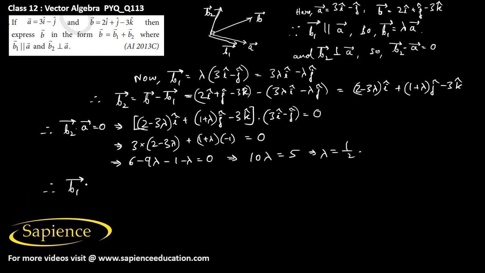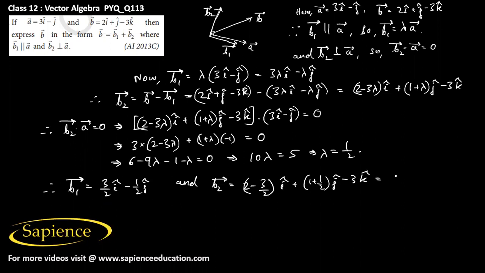Therefore, the vector b1 should be equal to 3 by 2 i cap minus 1 by 2 j cap, and the vector b2 should be equal to 2 minus 3 lambda, so it will be 2 minus 3 by 2 i cap plus 1 plus 1 by 2 j cap minus 3k cap. So that will be equal to 1 by 2 i cap plus 3 by 2 j cap minus 3k cap. So these are the required vectors b1 and b2.